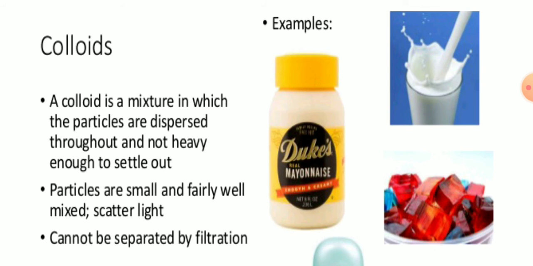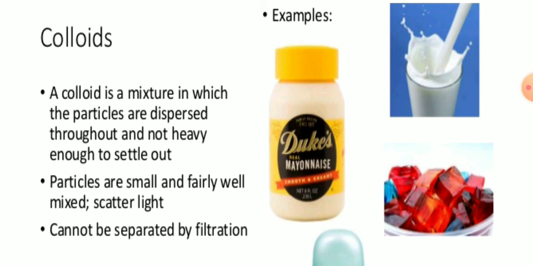So let's see what is a colloid. Colloid is a mixture in which the particles are dispersed throughout and not heavy enough to settle out. The particles of colloid cannot settle down. The particles are small compared to suspension but larger than solution, and fairly well mixed. But the particles can scatter light. When you pass light through a colloid, you will see that the particles scatter the light.